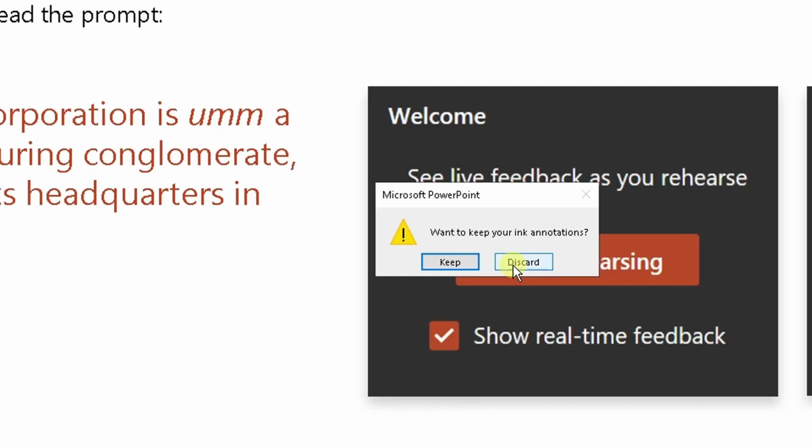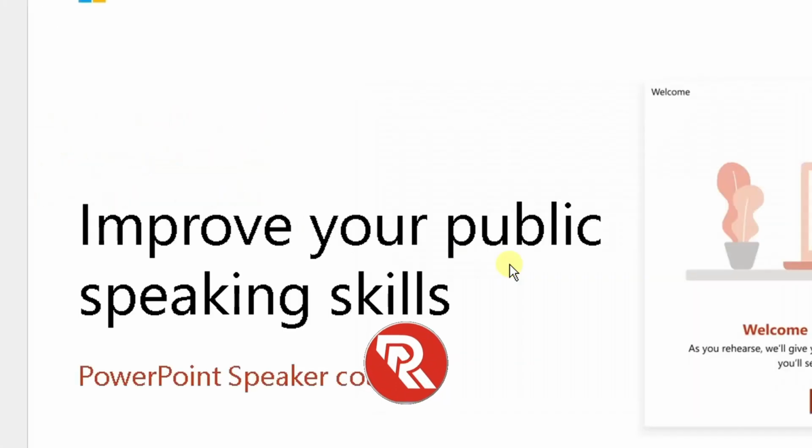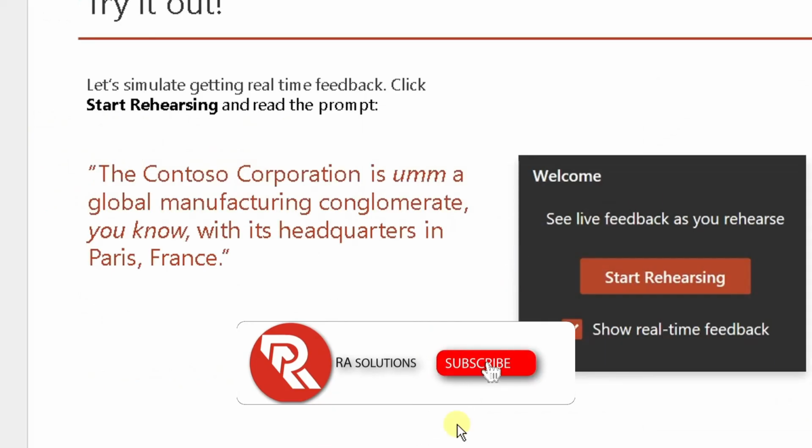But just in case you made some notes in the presentation and you want to go back to those annotations as a point of reference, you can do so in Microsoft PowerPoint. You can save them and keep them there by clicking on Keep. I'm going to discard them for now, like this, and it goes back to the edit mode in Microsoft PowerPoint.